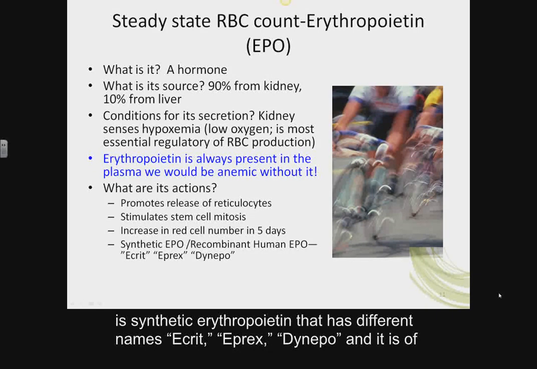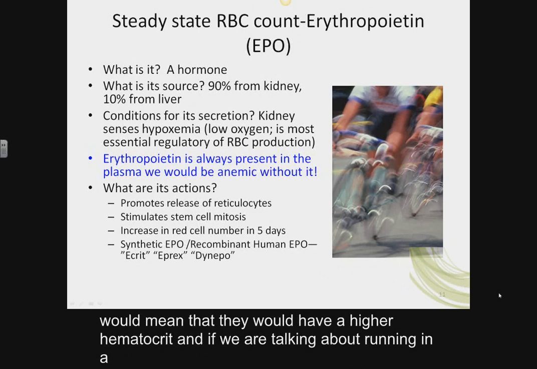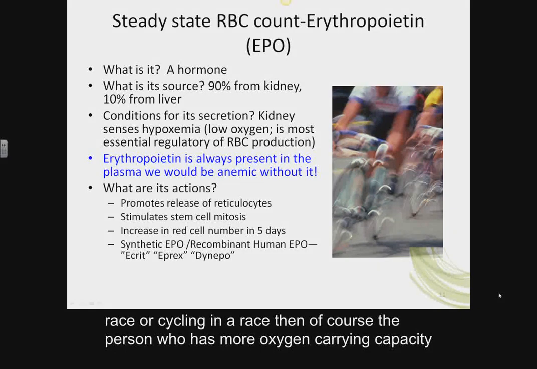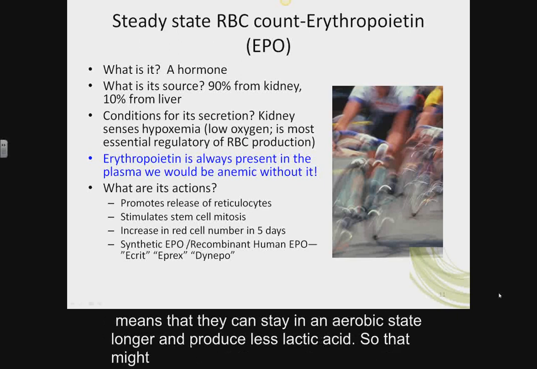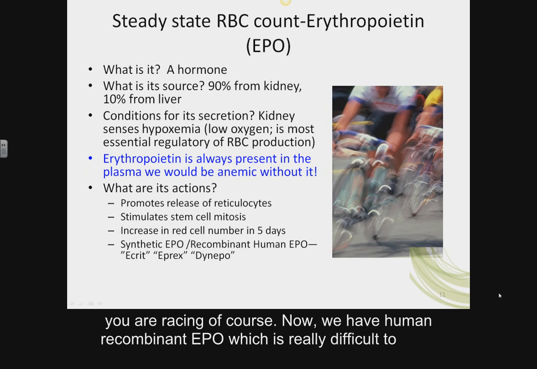There is synthetic erythropoietin that has different names like Eprex, Epogen, Dynepo. And it is of concern because, of course, in the athletic world, a person can dope and inject more EPO. This would mean that they would have a higher hematocrit, and if we are talking about running in a race or cycling in a race, then of course the person who has more oxygen carrying capacity means that they can stay in an aerobic state longer and produce less lactic acid.